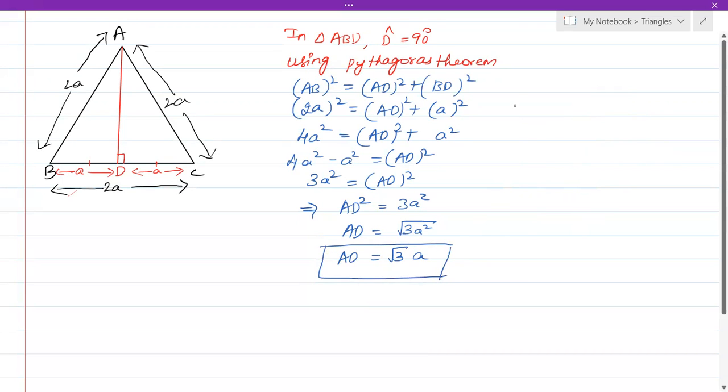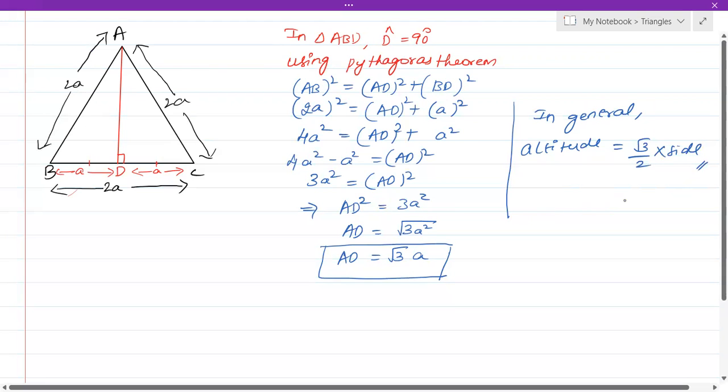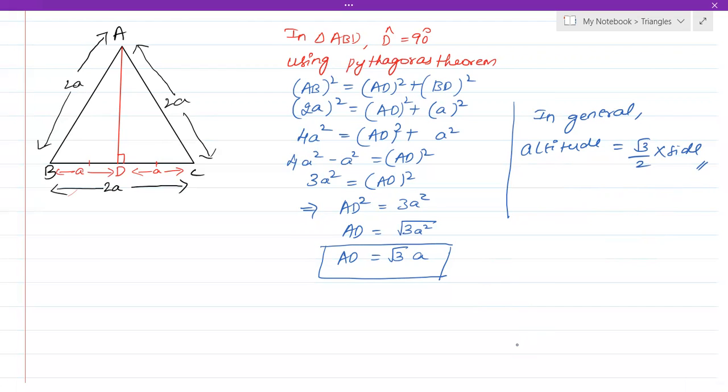In general, let me write it. In general, the altitude of an equilateral triangle is given by root 3 by 2 into side. This is the formula for the altitude of an equilateral triangle. In this question, what was the side? The side was 2A, isn't it? So 2 gets cancelled. We are left with root 3A. So in general, the formula is root 3 by 2 into side, whatever side there is in the triangle. Okay, let's get into the next question.